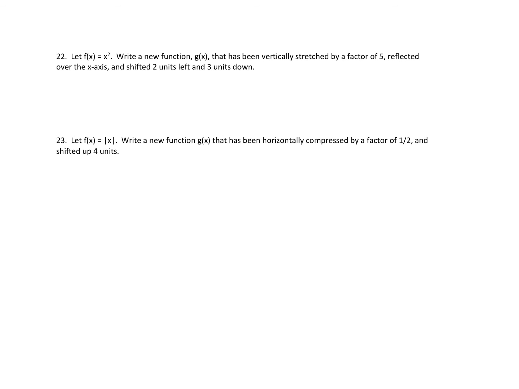Lastly, we are going to take a parent function and perform some transformations and rewrite it. So it says let f of x equal x squared. Write a new function g of x that has been vertically stretched by a factor of 5, reflected over the x-axis, shifted 2 units left and 3 units down. There's a lot happening here, so one thing at a time.